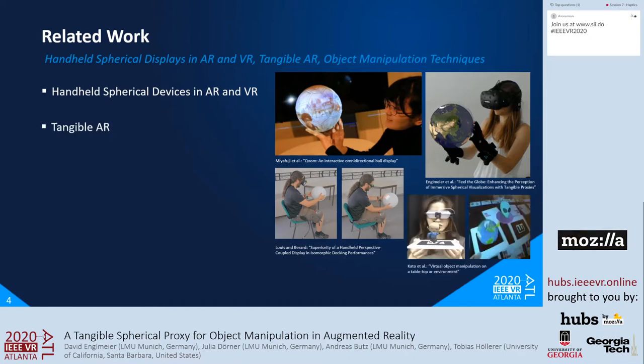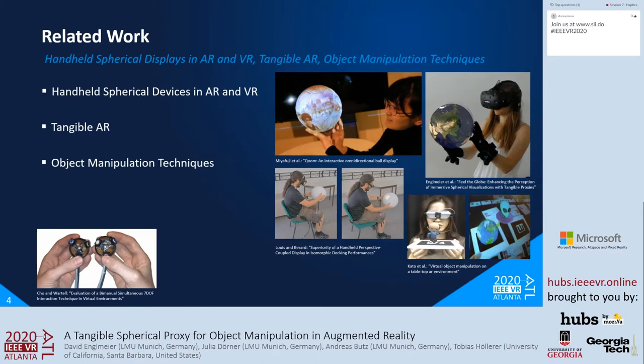Then we looked into tangible AR in general, where object manipulation is on the one hand often done by embodying a virtual object, but also by using a manipulator that often by its shape indicates certain functionalities. For example, a shovel or a scoop that's used to pick up virtual objects. When we think of what functionalities a sphere could possibly indicate, rotation would be certainly among the first ideas.